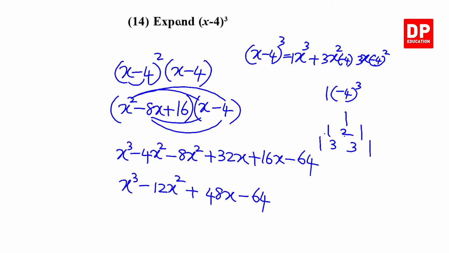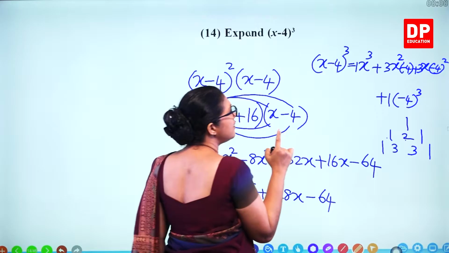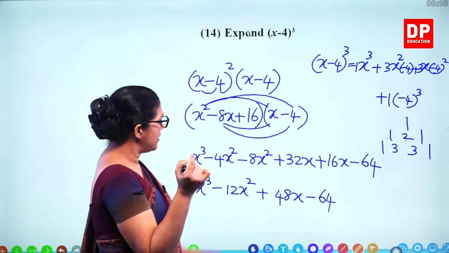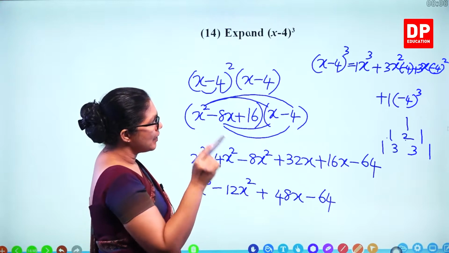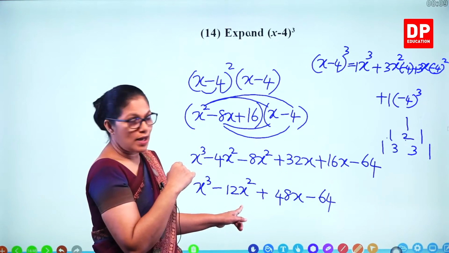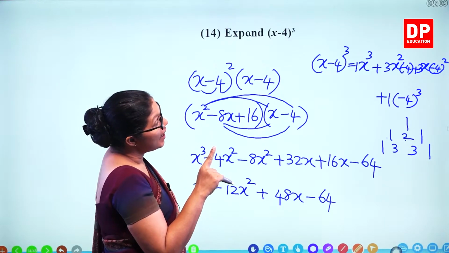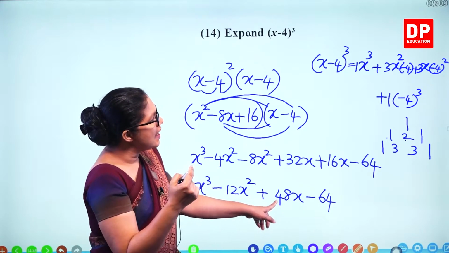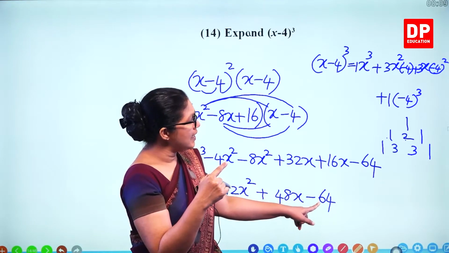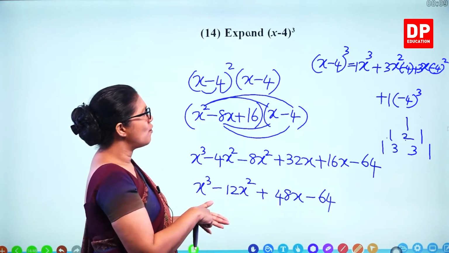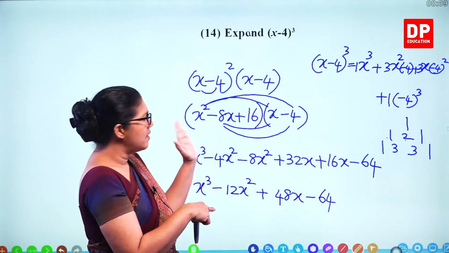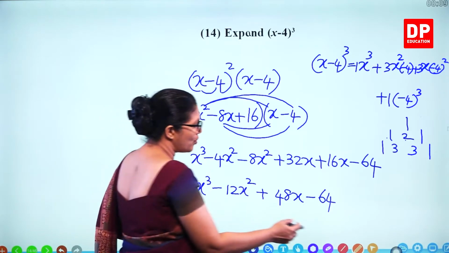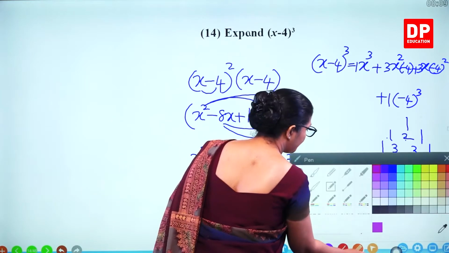And these all are additions. Then when you expand it, you get the same answer. x cubed minus 4 times 3, minus 12x squared. And minus 4 squared becomes 16. 16 times 3, 48x. And minus 4 to the power 3, you get minus 64. So you can use that method or this method. So you get 2 marks for that.